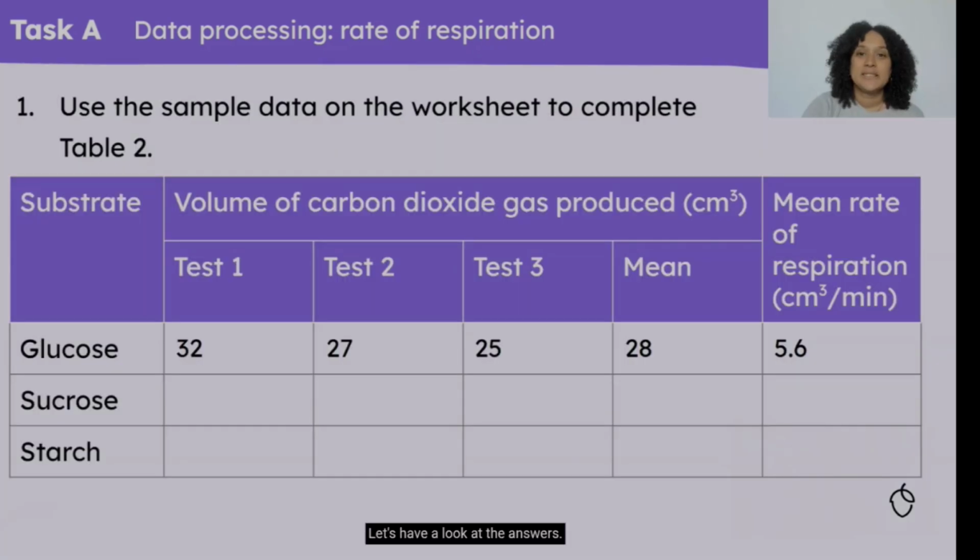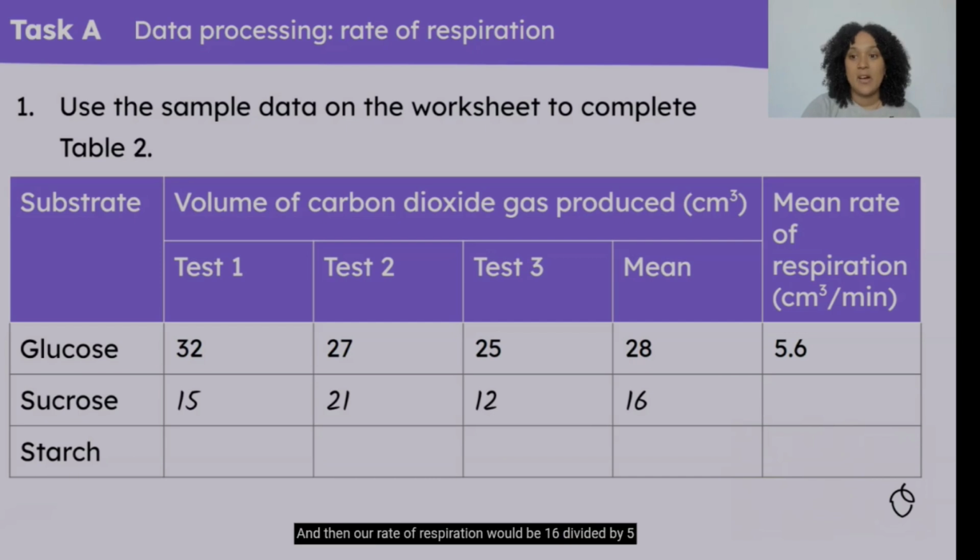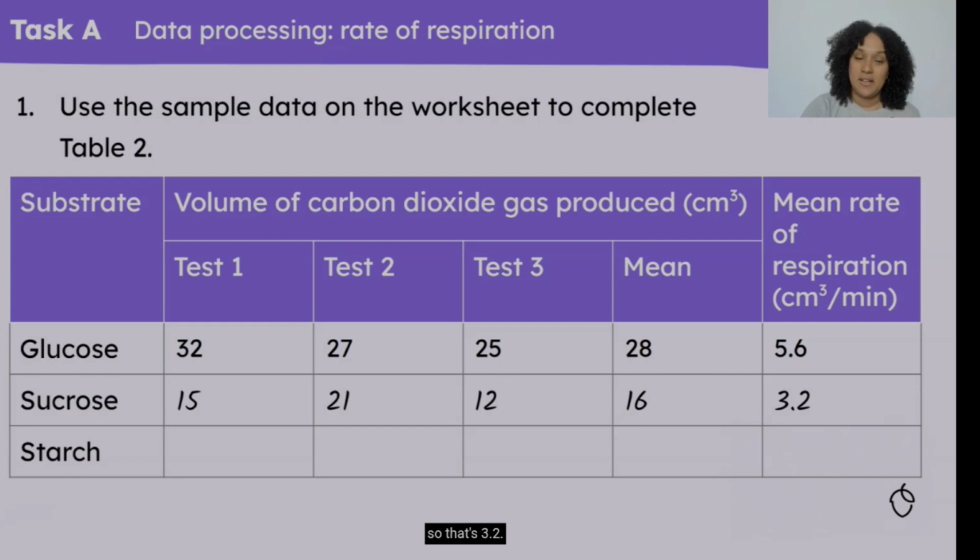Let's have a look at the answers. So our sample data for sucrose is this. Our mean would be 15 plus 21 plus 12, all of that added together and then divided by 3, so that would be 16. And then our rate of respiration would be 16 divided by 5, because that's the length of time that the measurement was taken, so that's 3.2. Again for starch, 3 plus 1 plus 5, all added together and then all divided by 3, that would be 3. And then 3 divided by 5, 0.6.